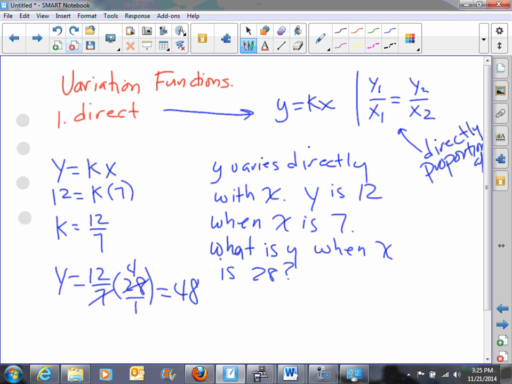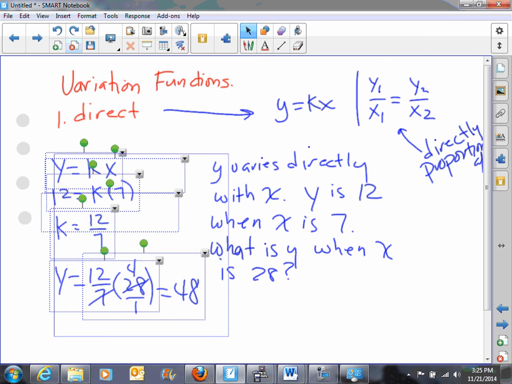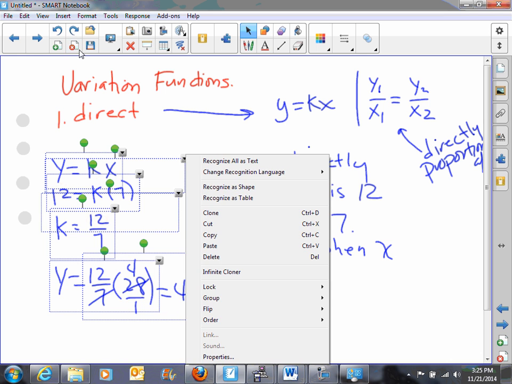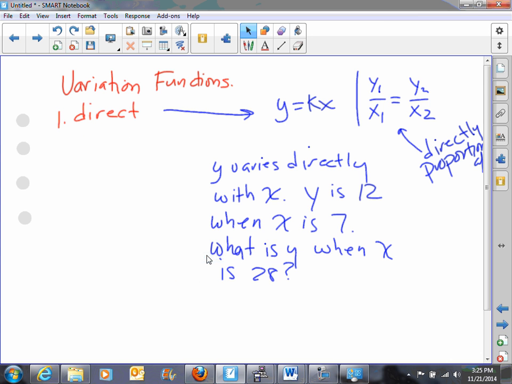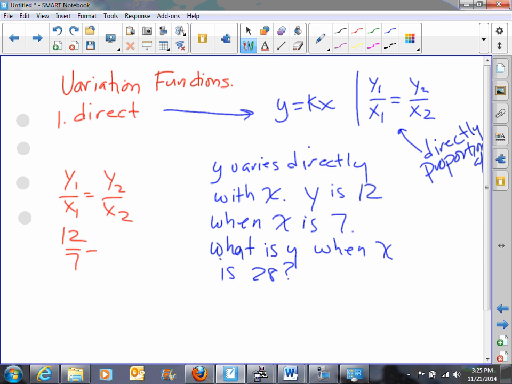And that's direct variation. Now, we could go back and use this alternate formula, y1 over x1 equals y2 over x2. If we did that, y1 would be 12, x1 would be 7. So we have 12 over 7 equals y2 over x2. We want to know y, so x2 is 28.